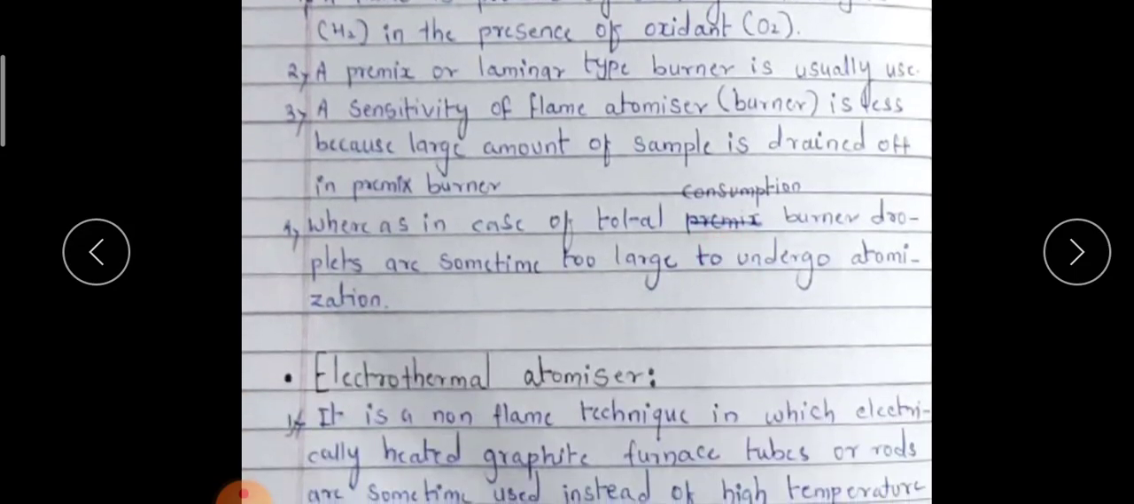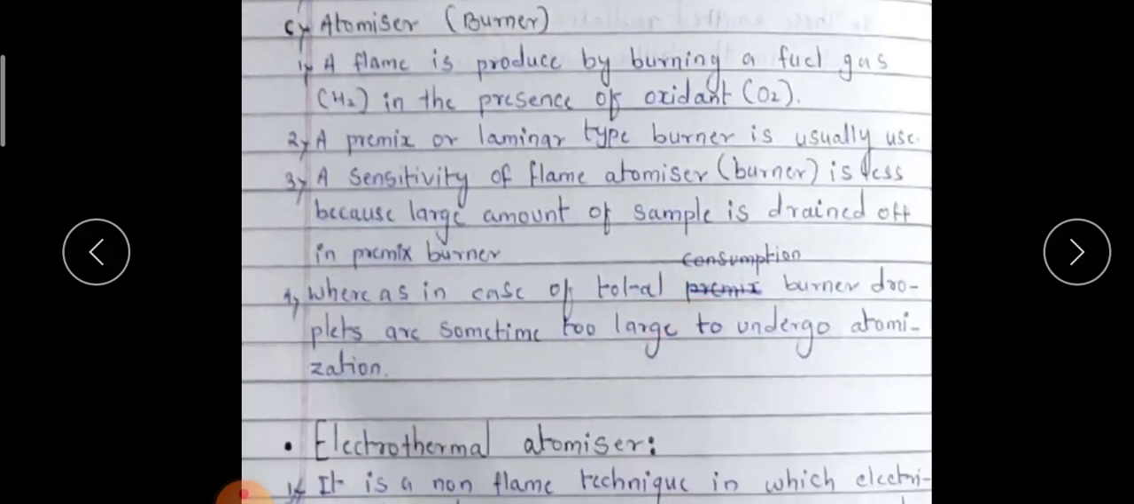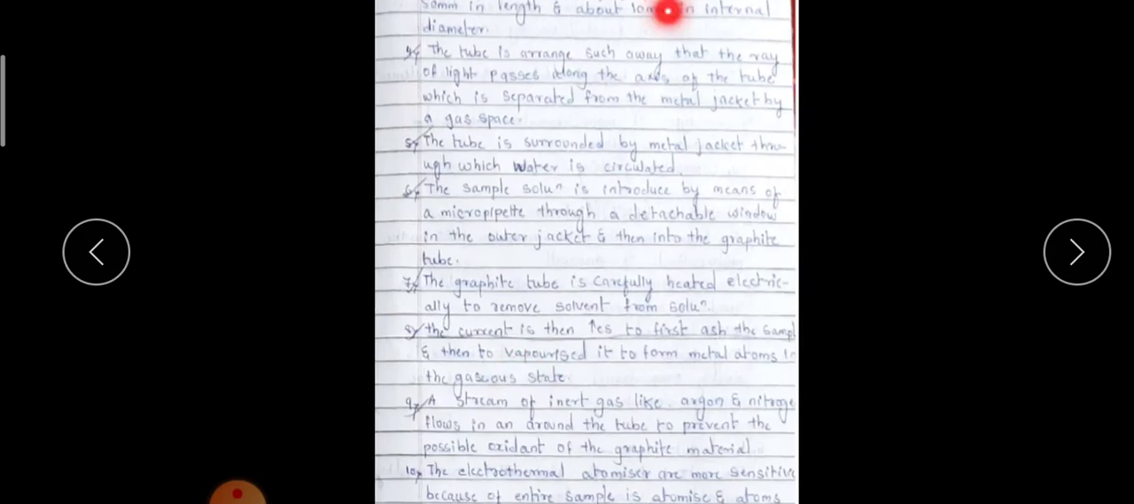But another atomizer is used over here, that is nothing but the electrothermal atomizer or graphite furnace. This electrothermal atomizer or graphite furnace is a non-flame technique in which electrically heated graphite furnace tubes or rods are sometimes used instead of the high temperature flame which produces the ions from the sample.